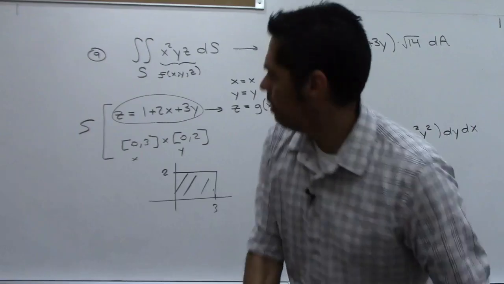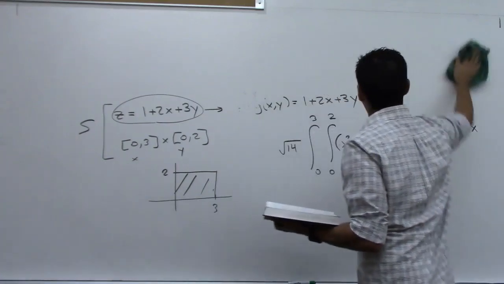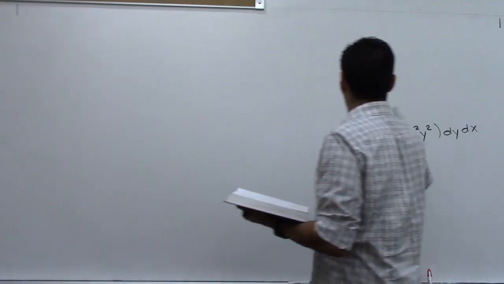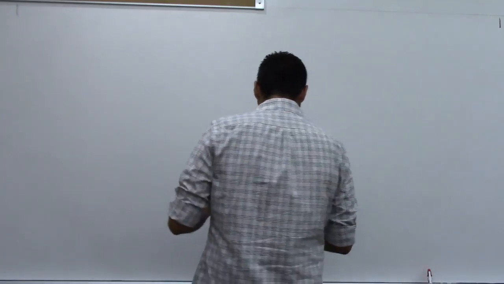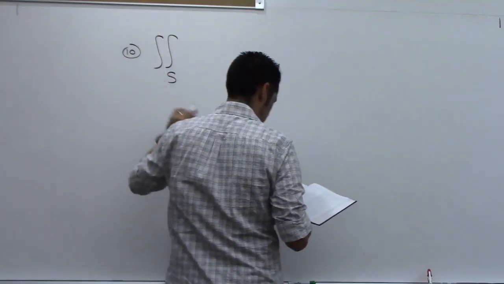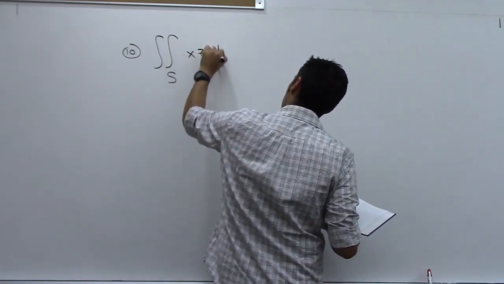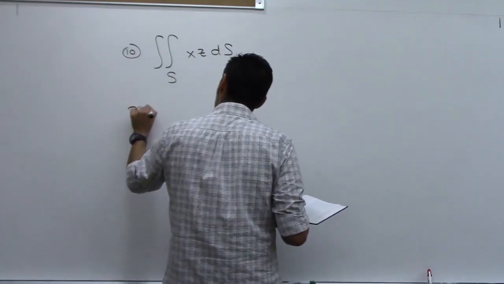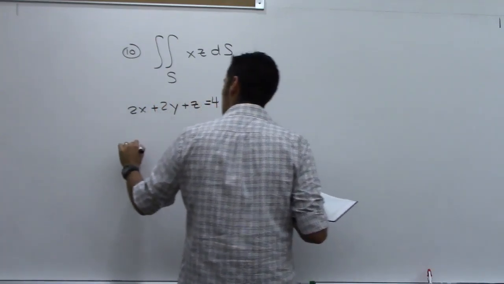All right, let's look at number 11. Although 10 looks kind of interesting. Let me try and set up 10 quickly. Okay, so for 10, you have a surface integral of xz with respect to surface area. And S is the part of the plane 2x plus 2y plus z equals 4 that lies in the first octant.